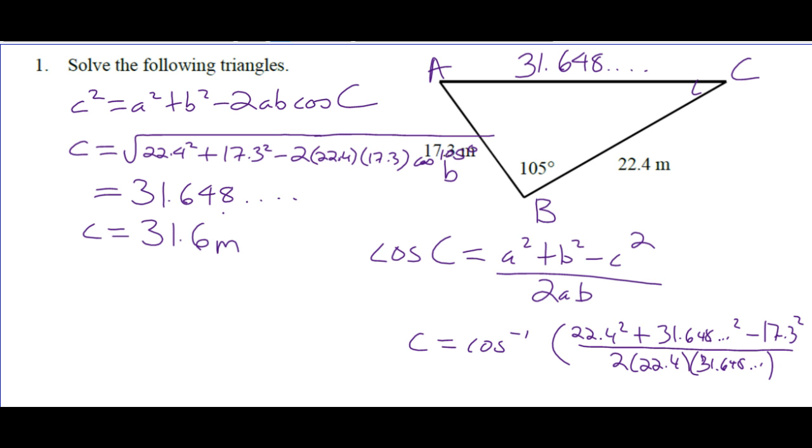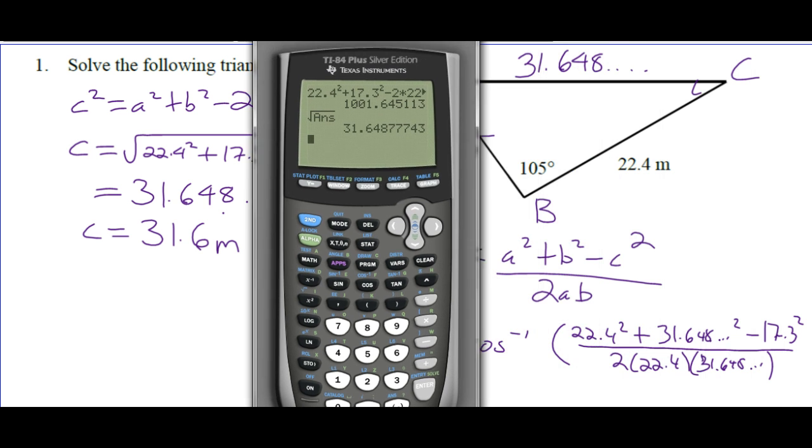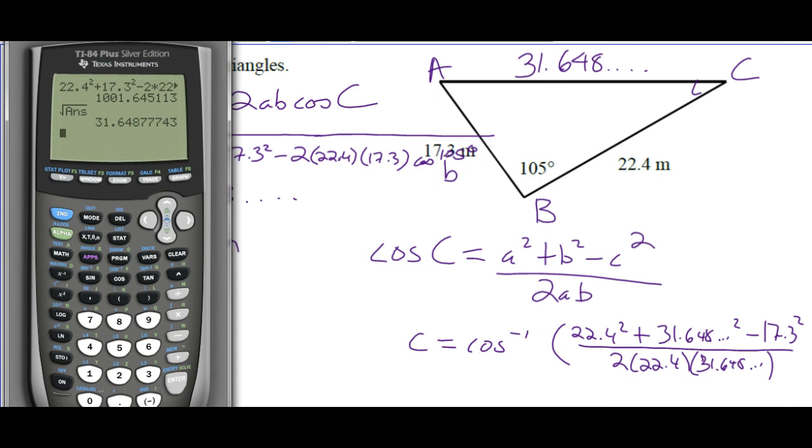So we can't round that. You can't just use 31.6. If you do, your answer will be off. Now, if you have a TI-84, you can actually just go back and grab that number each time you need to use it. You can just arrow up and then hit enter and it'll pull it down. But otherwise, we're going to store it.